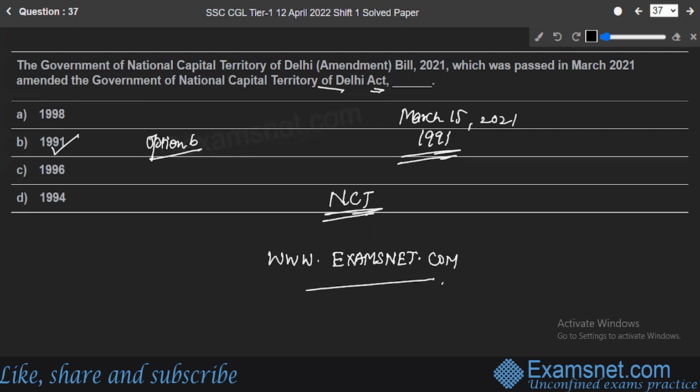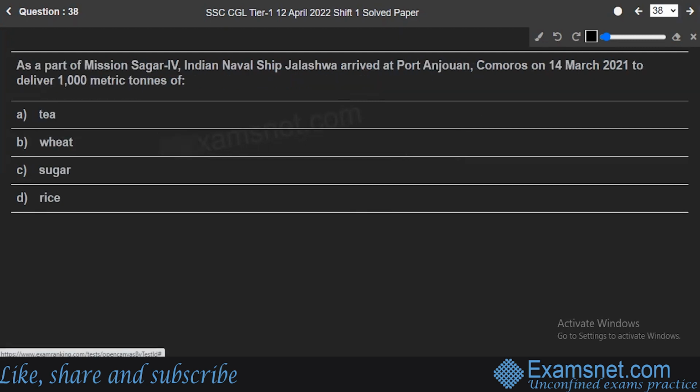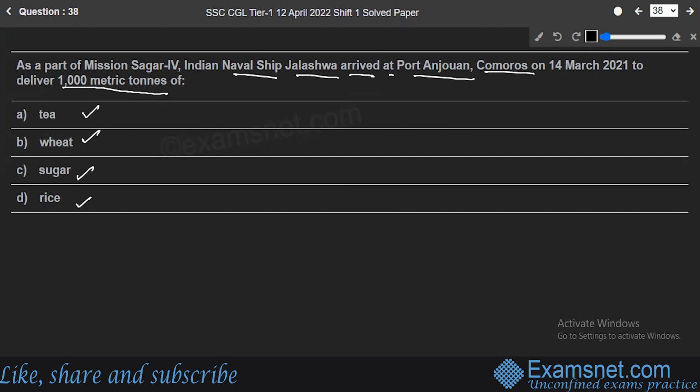All right, let's move to the next question, number 38. As a part of mission Sagar 4, Indian naval ship Jalashva arrived at Port Anjuan, Comoros on 14 March 2021 to deliver 1,000 metric tons of what? Tea, wheat, sugar, or rice? The answer to the question is rice. As a part of the mission Sagar 4, Indian naval ship Jalashva arrived at the port Anjuan, Comoros on 14 March 2021 to deliver 1,000 metric tons of rice.